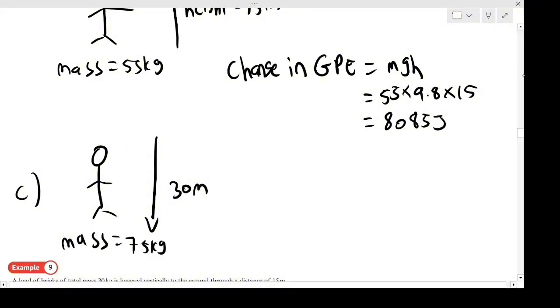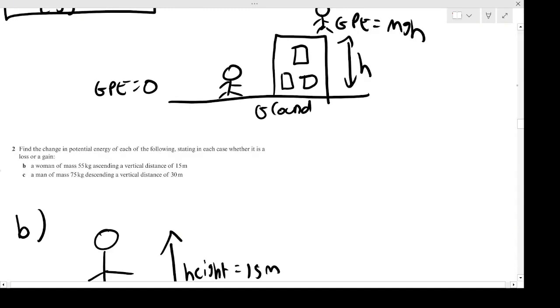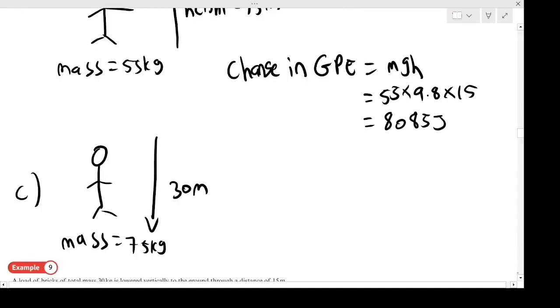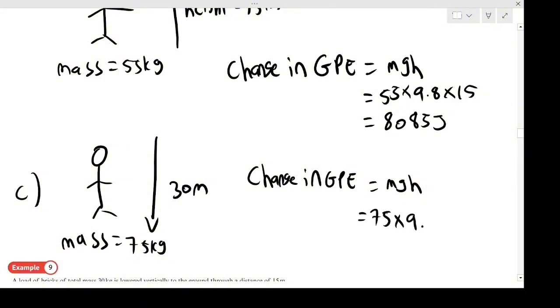So again, they want me to work out the change in the gravitational energy here. The change in GPE of the person is mass times g times h, the height. The mass is 75, g is 9.8. Now the height: they're going down 30, so we say negative 30 here, because it's going to be a negative change, because you're going downwards.